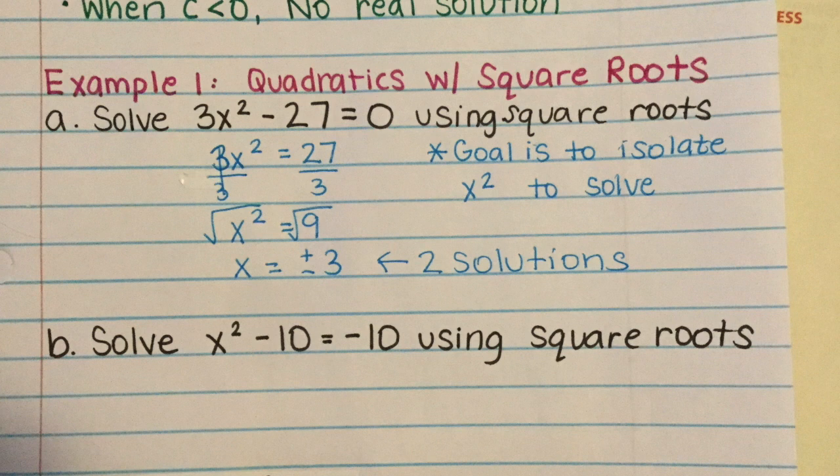Now, once I get to x squared is equal to 9, in order to get x by itself, I'm going to take the square root of both sides. So the square root of x squared is x, and the square root of 9 can be positive or negative 3. So notice that I have two solutions here. Since 9 was positive, bigger than 0, I knew that there would be two solutions, and the solutions are positive and negative 3.